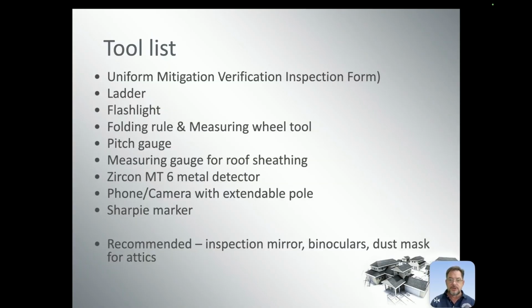So tool list, what do we use for tools? Again, we need the form, we need a ladder, we need a flashlight. Folding rule or measuring wheel, very great for measuring different things. Obviously the shape, the house itself. I go to measuring wheel when it's close because you want to have that documentation. And then I use the folding rule for nail length and nail spacing.